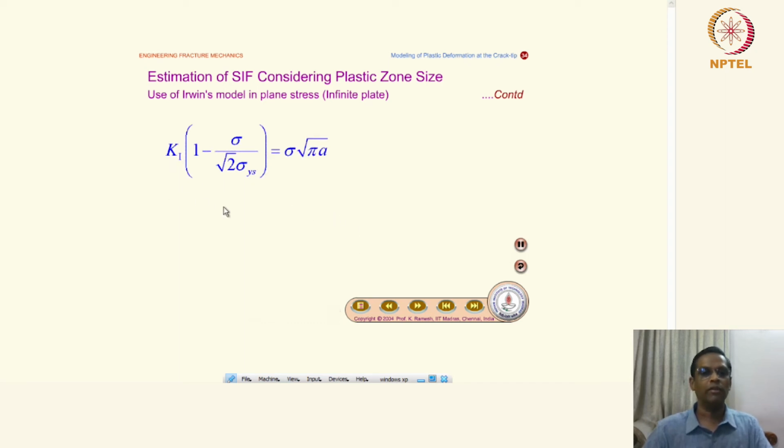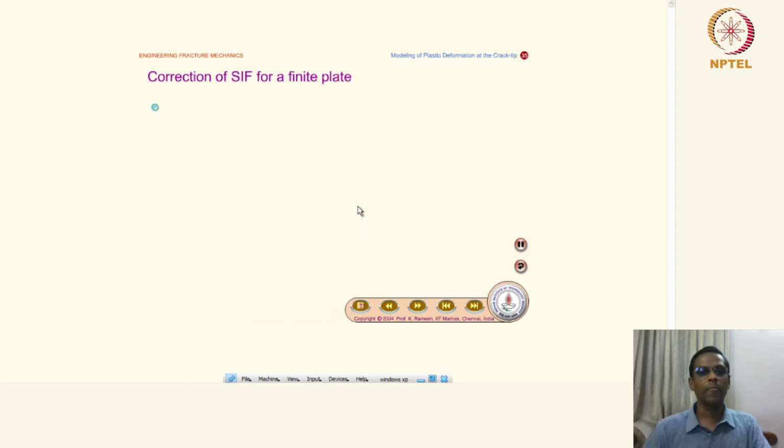So finally we will get this: K1 is equal to sigma into square root of pi a, divided by (1 minus 1 by 2 into (sigma divided by sigma ys) whole square) whole to the power half. So this is one very important expression for the stress intensity factor.